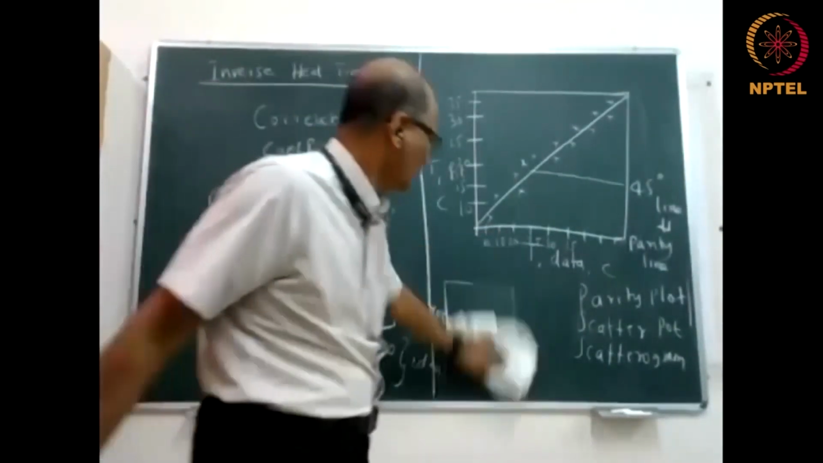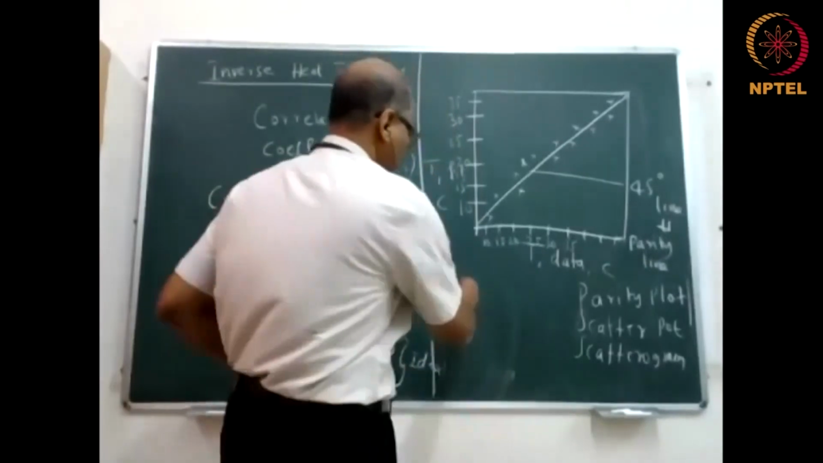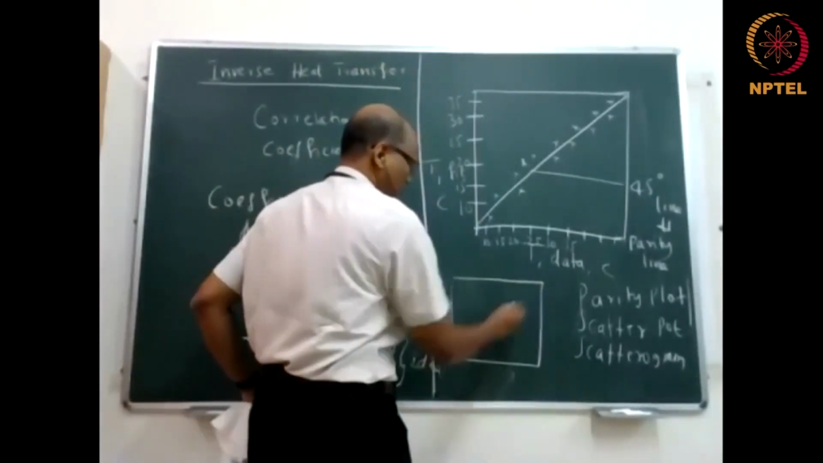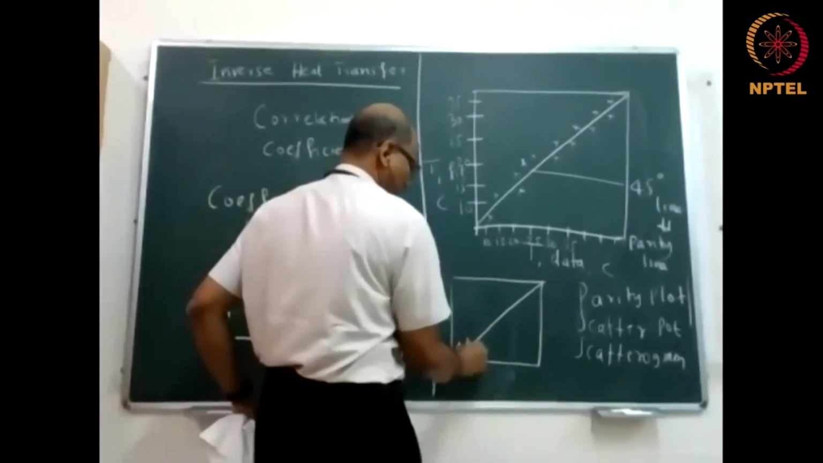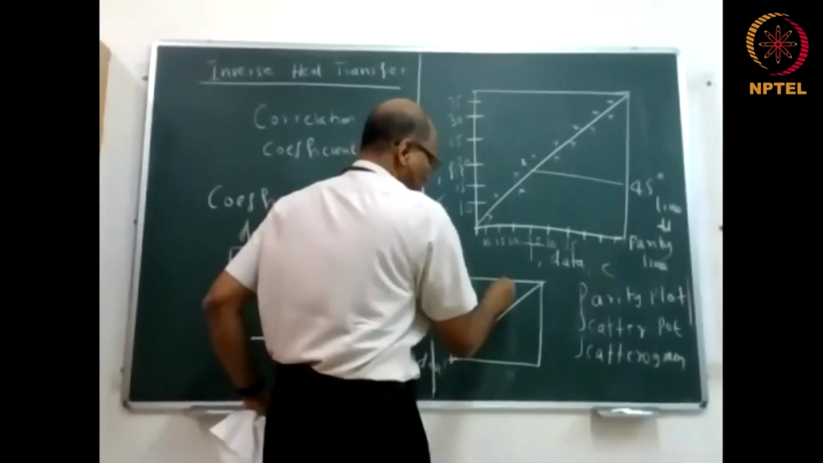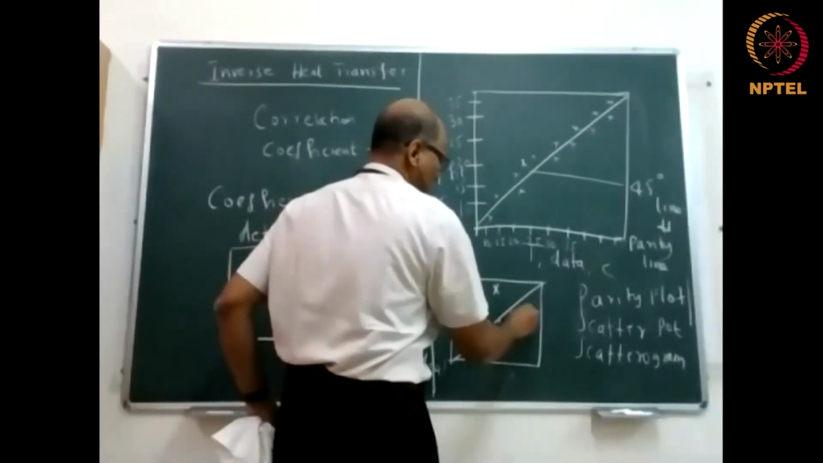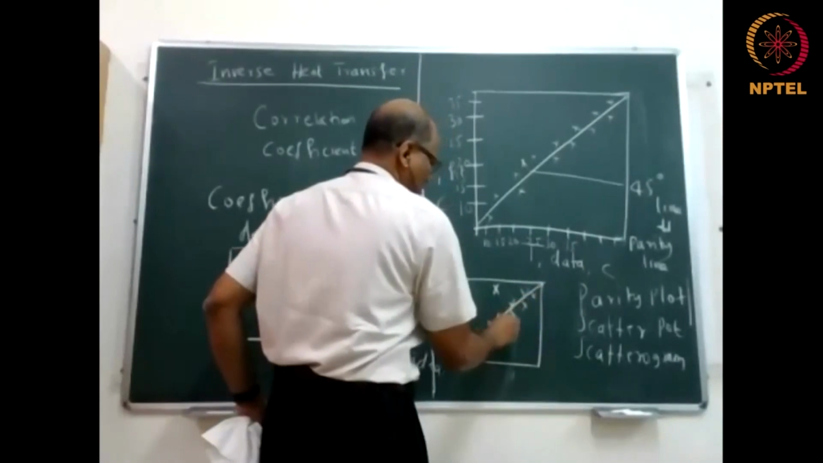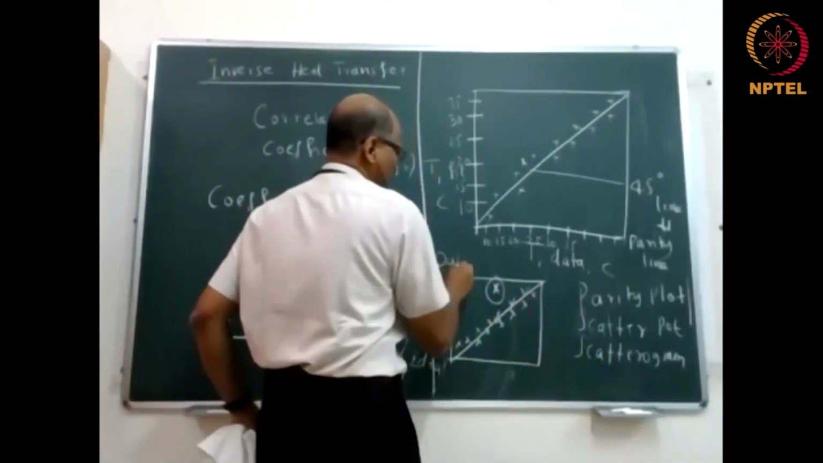Now, another case could be that there is one fellow like this. So he is called an outlier.